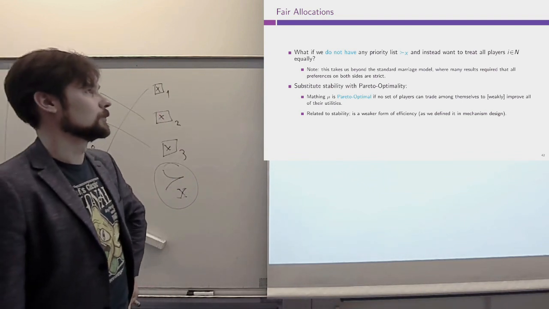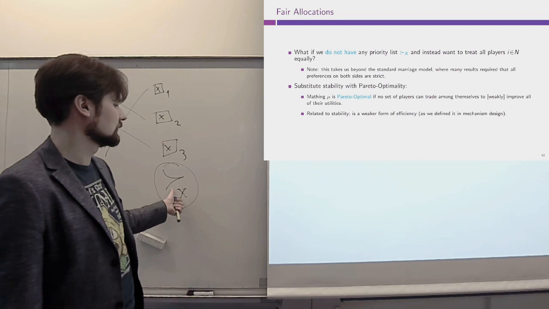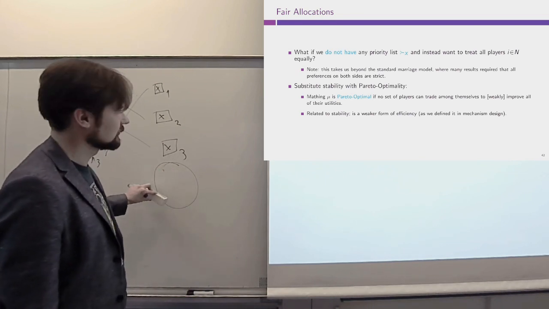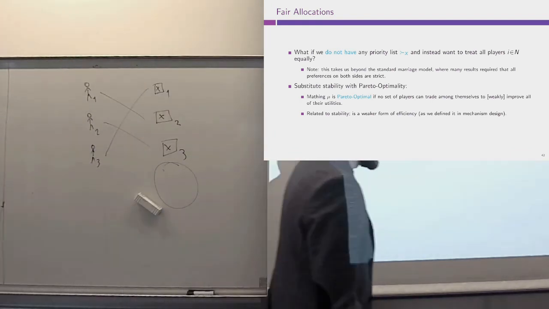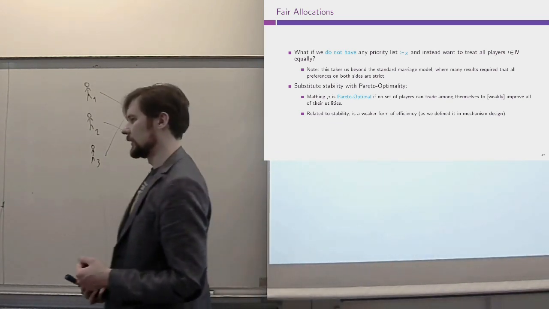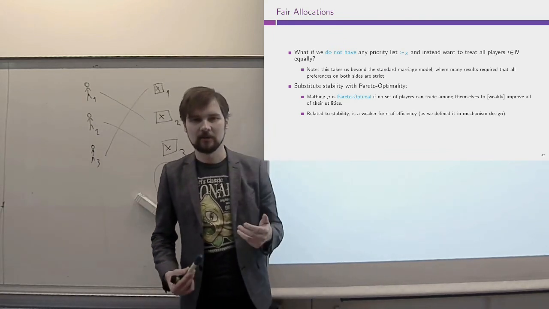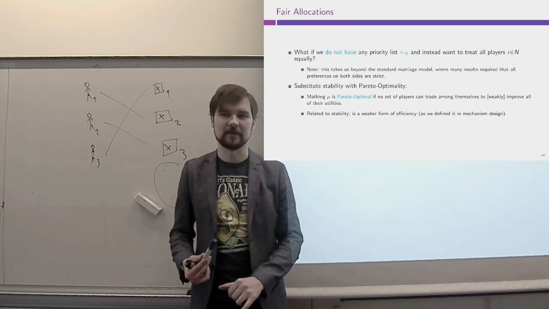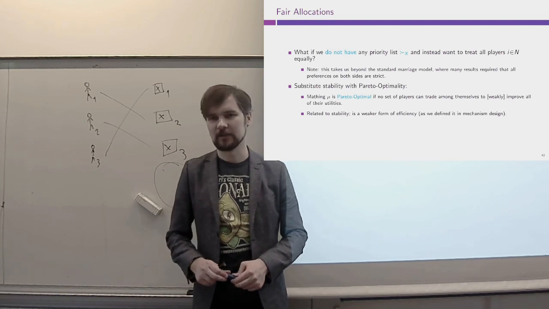So to define the model, we now look again at the same model with no priority list. I erase it. And this takes us beyond the standard marriage model, meaning that one way in which you can interpret this is to say that all items are perfectly indifferent between all players. The reason that this is beyond the marriage model is that the standard marriage model requires that all players have strict preferences, just for technical reasons, because otherwise all those millions of beautiful results break down.